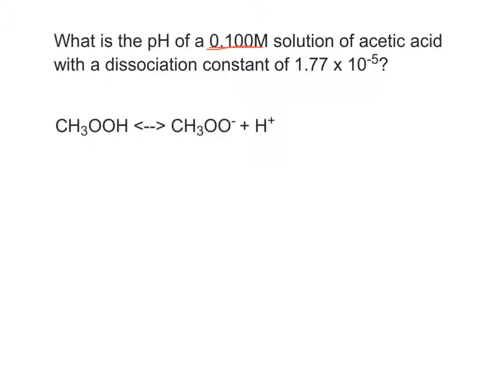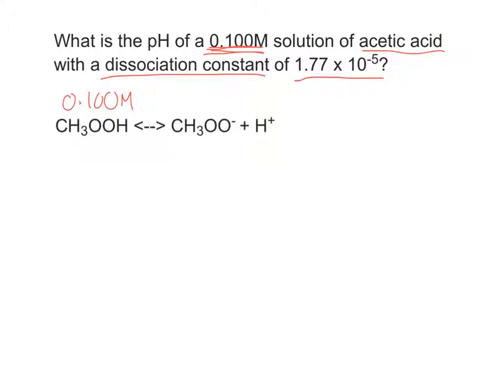Well, we're told in this problem that the dissociation constant of this solution, acetic acid, that's the stuff in vinegar, is 1.77 times 10 to the negative fifth. And we're told that the concentration is 0.1. Well, that means that the concentration of the acetic acid is 0.1. So this is 0.1. Well, that's the concentration there.